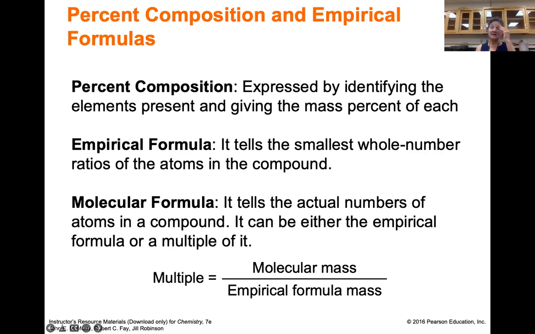So for example, something like carbon monoxide, CO, it tells you the simplest, smallest whole number ratio of the atoms in the compound. So that's an empirical formula, but that's actually the molecular formula too, because there is only 1 carbon and 1 oxygen in carbon monoxide. Whereas if you have something like peroxide, peroxide is H2O2. So the empirical formula, if you want the smallest whole number ratio, would be HO. There's 1 hydrogen for 1 oxygen. But the molecular formula is twice that. It's H2O2. So the molecular formula is always some multiple of the empirical formula.